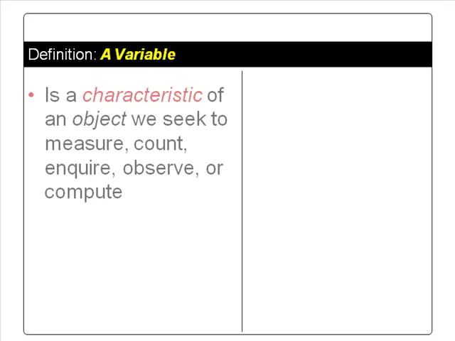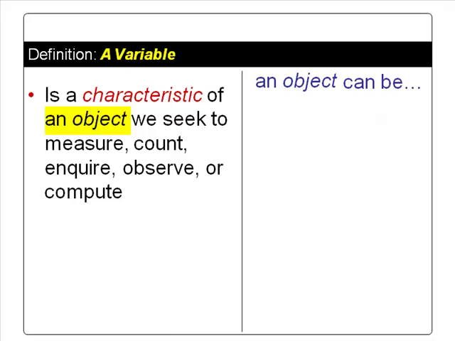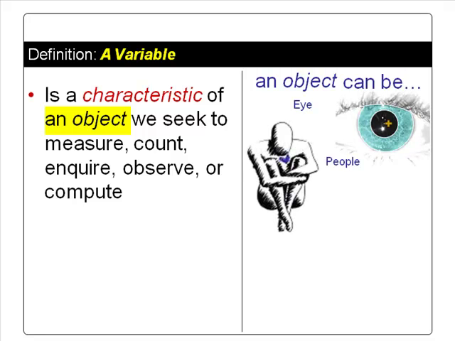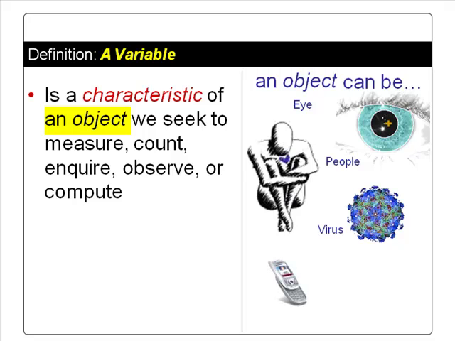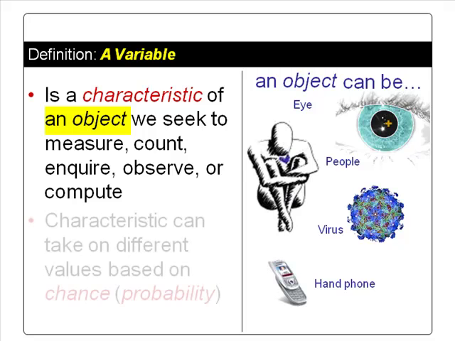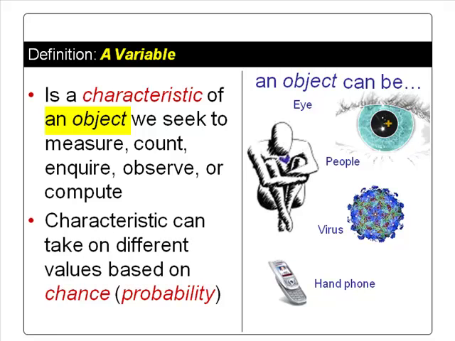A variable is the characteristic of an object we seek to find out by measuring, counting, inquiring, observing, or computing. The object can be an eye, a person, virus, handphone, etc. The characteristic can take on different values based on chance, or probability.